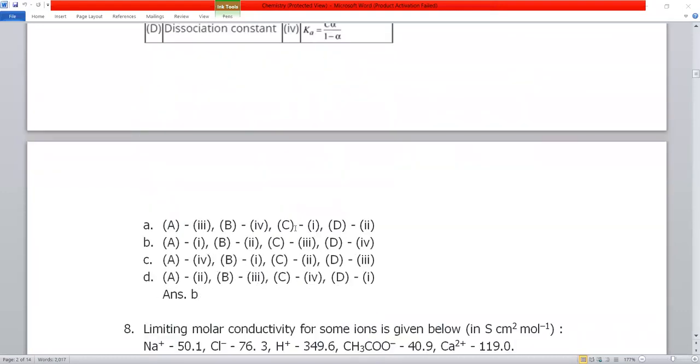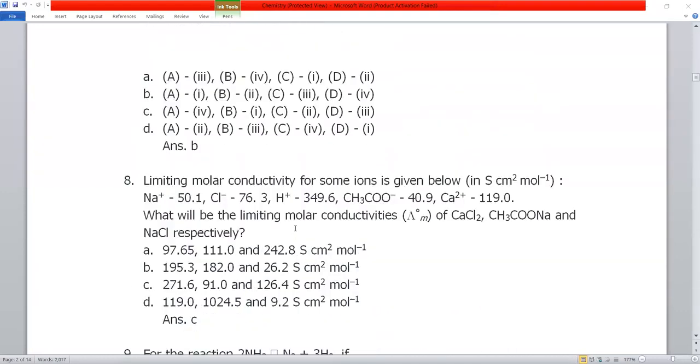For the 7th question, option B is the correct one, students. Option B matches correctly. So let's go to question number 8.